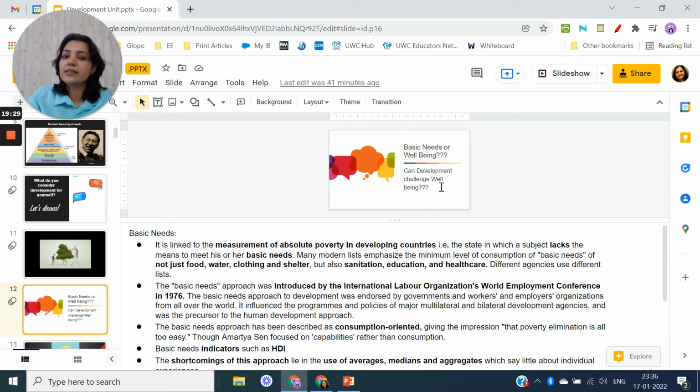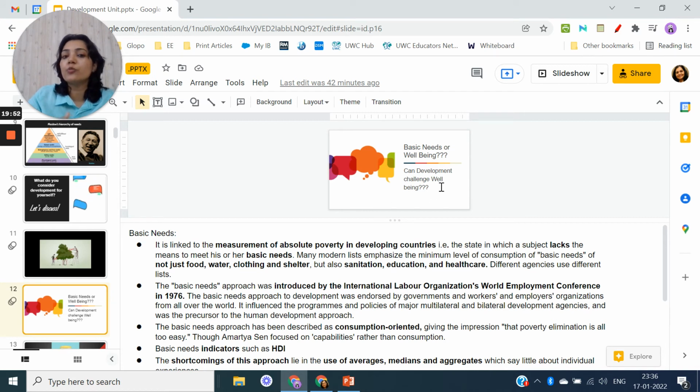Number two thing is, do you think that development is challenging well-being? The more you are developing, the more you are growing economically in your country, do you think that you are harming well-being indices more? Think over it. Take a pause before jumping on the next slide. Just think what could be the probable answer to this one.